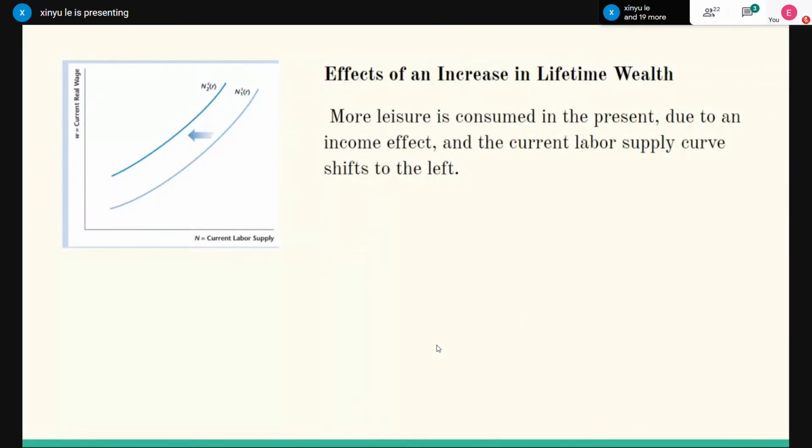The effects of an increase in lifetime wealth. More leisure is consumed in the present due to an income effect, and the current labor supply curve shifts to the left. Next.